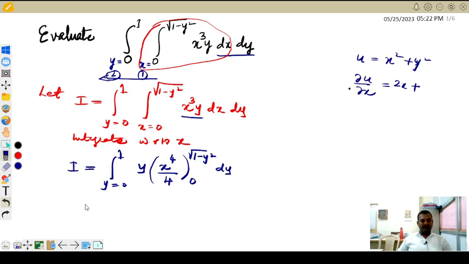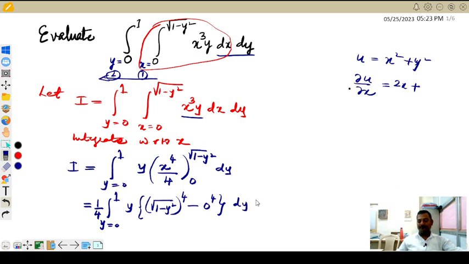Which is equal to, keep the first one as it is, y runs from 0 to 1, into y. Student, you can take 1 by 4 outside the integral because it's a constant. So what is remaining here? x raised to 4. Substitute the upper limit, that is square root of 1 minus y square whole raised to 4, minus lower limit 0 raised to 4, dy.